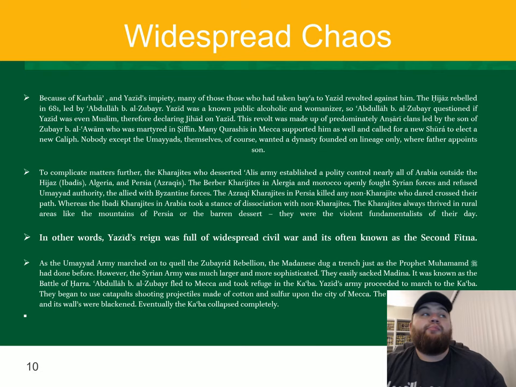But to complicate matters, you have the Khawarij, who had deserted, remember, Ali's army. They established control of all of the Arab peninsula outside of the Hejaz, especially eastern Arabia. What's known as the province of Al-Ahsa was very heavily dominated by the Khawarij up until the Ottoman period, essentially. That was Khawarij territory from the time of Yazid up until the Ottoman Empire, so a very long time.